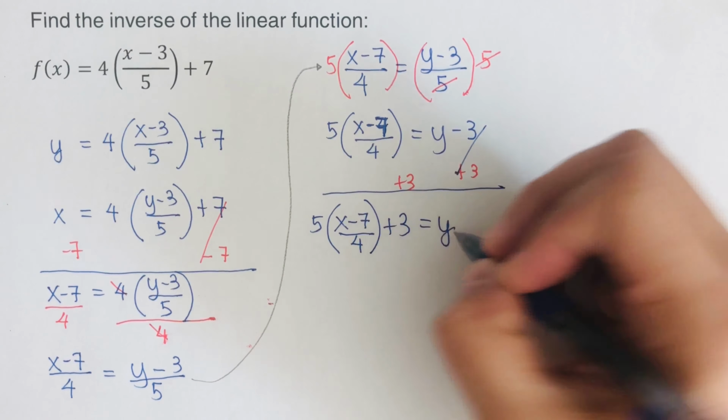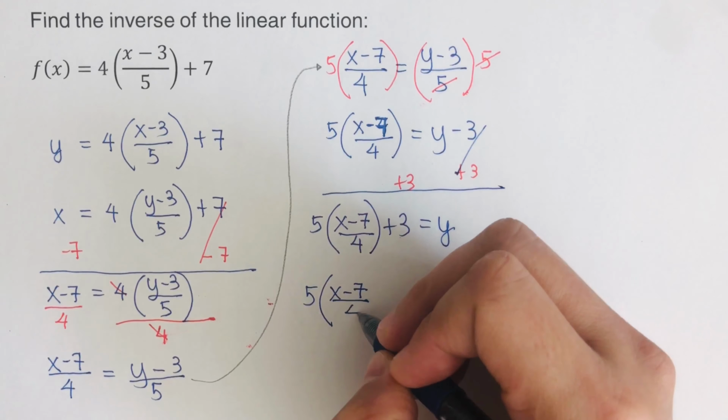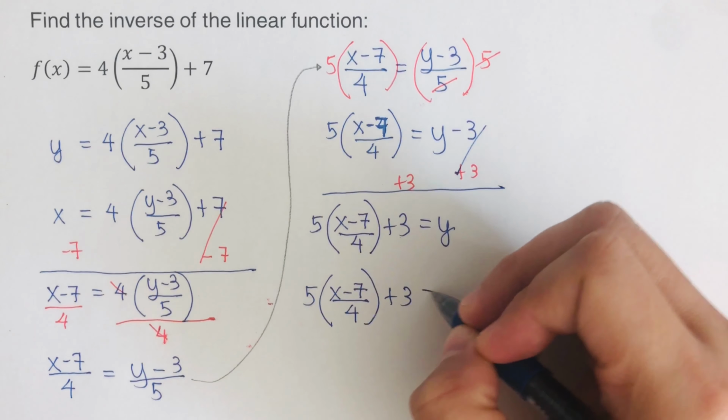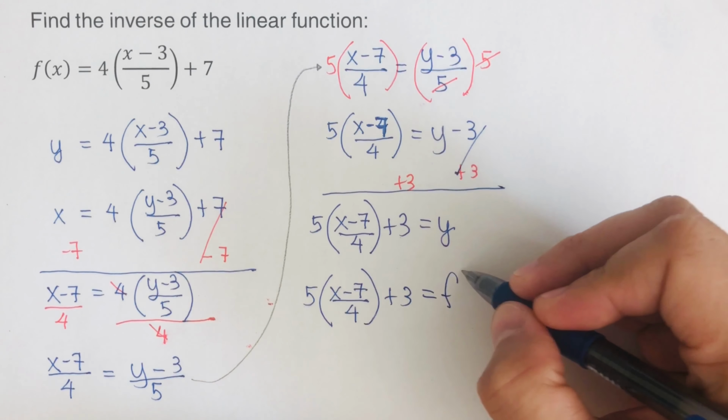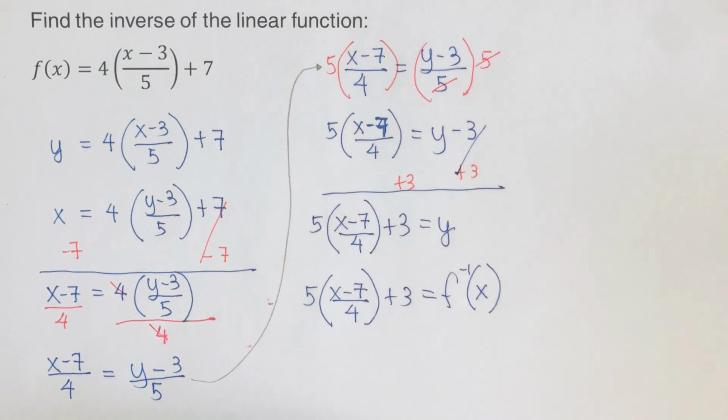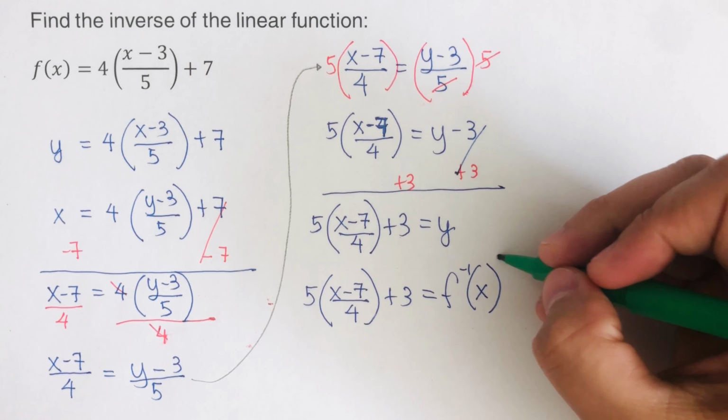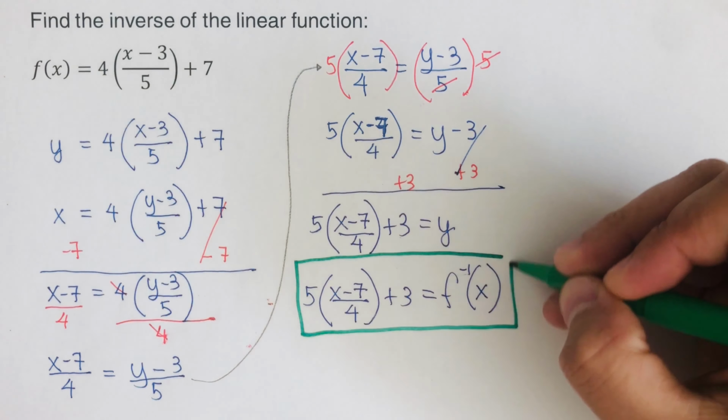The third step is to replace the y that we solved from the second step with f negative 1 of x. So then the final answer for the inverse would be 5 parentheses x minus 7 over 4 plus 3 equals f negative 1 of x. And this is the inverse of this function up here.